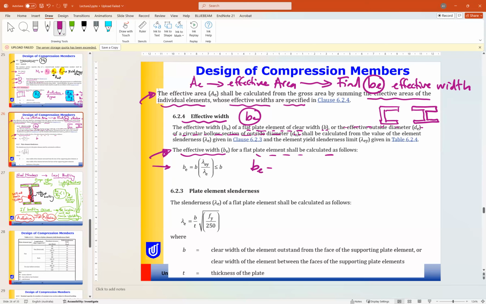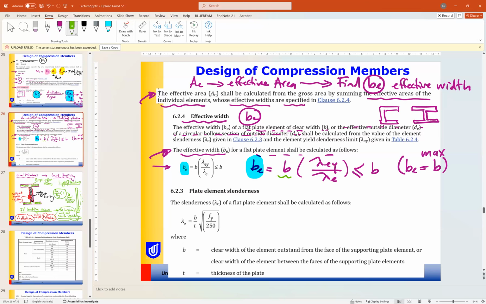So we have B effective equal to B, the width, multiplied by lambda E yield over lambda E. And as you know, B effective cannot exceed B. So the maximum is BE equal to B. This is the maximum value. So B effective, what we are looking for, equals B, the original width, multiplied by this ratio. This ratio is the slenderness ratio.